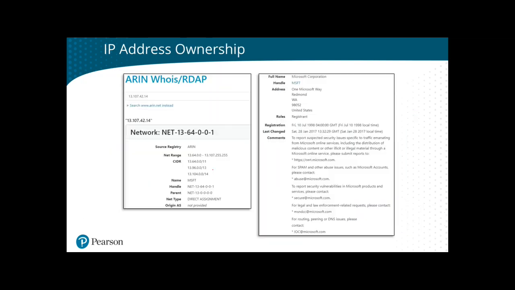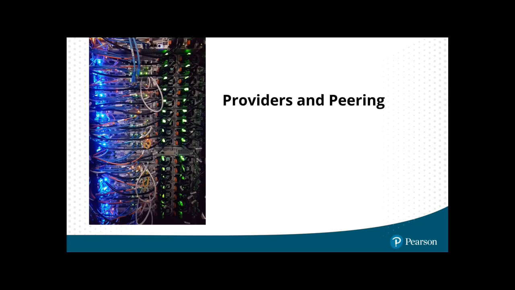So what about who owns an IP address? Here we go back to ARIN and RDAP and whois. And here you can find, again, that the full name and handle, address, etc. are often available in whois or RDAP. So this is just another part of that whois record I showed you earlier. So that is all of that about routing.